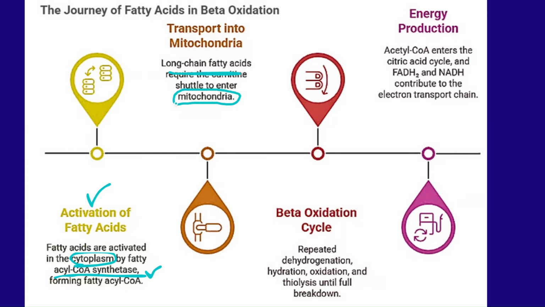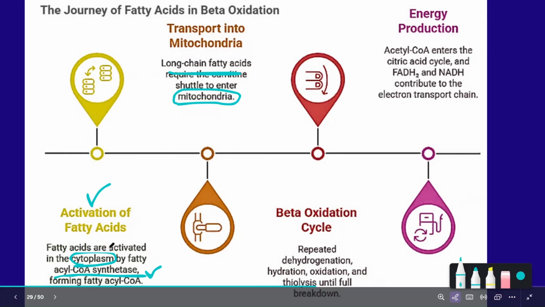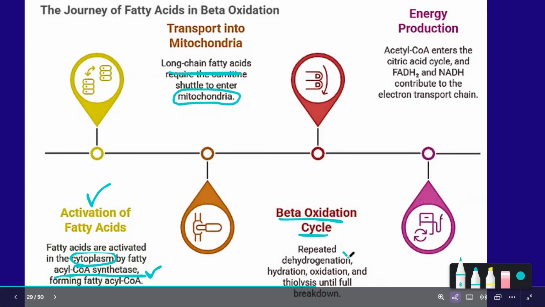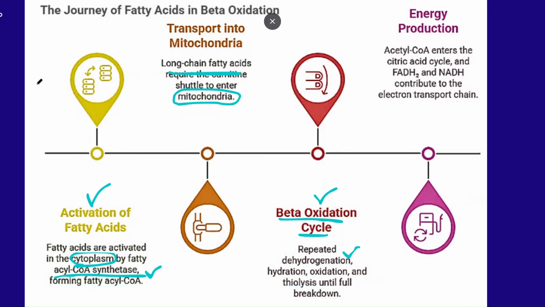They enter into the mitochondria. From the cytoplasm, the activated fatty acids enter into the mitochondria. In the mitochondria, they undergo the beta oxidation cycle. That means the activated fatty acids are continuously broken down by different reactions called dehydrogenation, hydration, oxidation, thiolysis. Everything occurs in this beta oxidation cycle, where the fatty acids are finally forming acetyl-CoA.